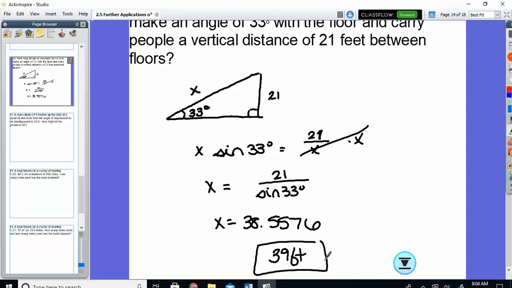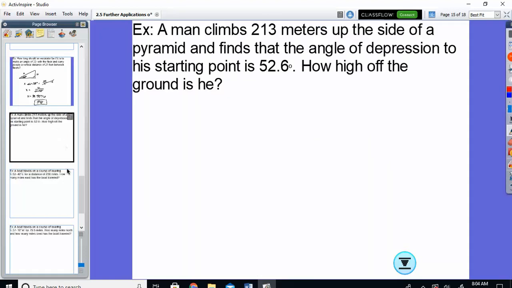So we jumped around a little bit on our examples yesterday. I want to go ahead and do the example right after this one as well. So this says a man climbs 213 meters up the side of a pyramid. So what would that look like? That would be your hypotenuse. He's going up the pyramid. He climbed 213 meters.